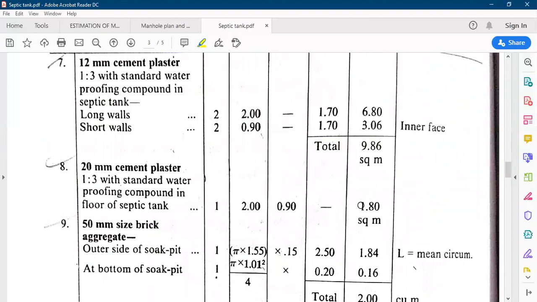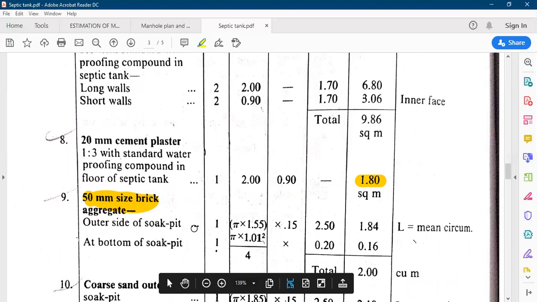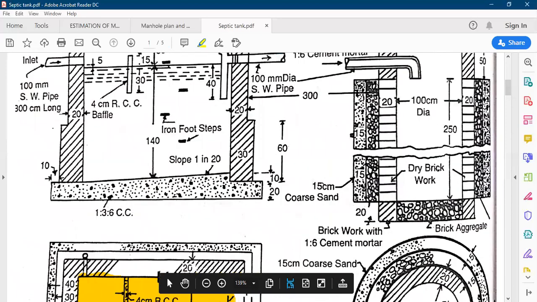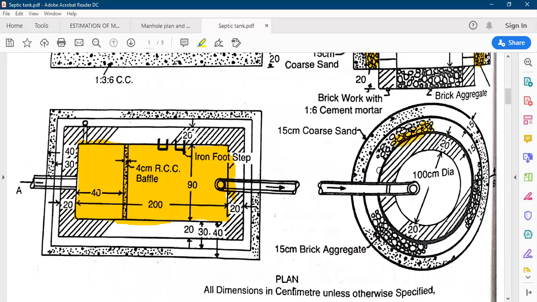In the soak pit we are not doing any kind of plastering, as the water is infiltrated to the ground surface, right? So in the soak pit there is a 50 mm brick aggregate in the outer periphery, so we'll try to calculate that. This is the portion I'm talking about, the shaded portion, brick aggregate, which is 15 cm thick. So in plan we can see this is the portion which is to be calculated.